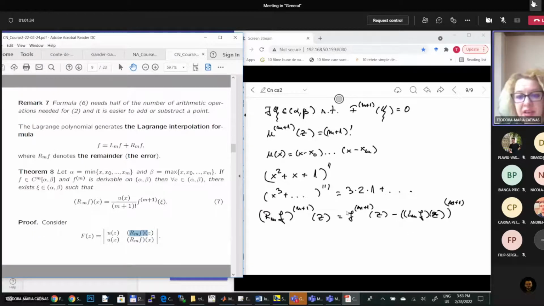We cannot say anything about the derivative of the function, but which is the value of the derivative of the polynomial? The derivative of order n plus 1 of LMF. Can you tell me which is the order of LMF, m? Yes, that derivative m plus 1 times would be 0. Right. This is 0 because LMF is a polynomial of m degree. So the derivative of order m plus 1 of a polynomial of m degree is 0. So we have obtained for this derivative just the derivative of the function.